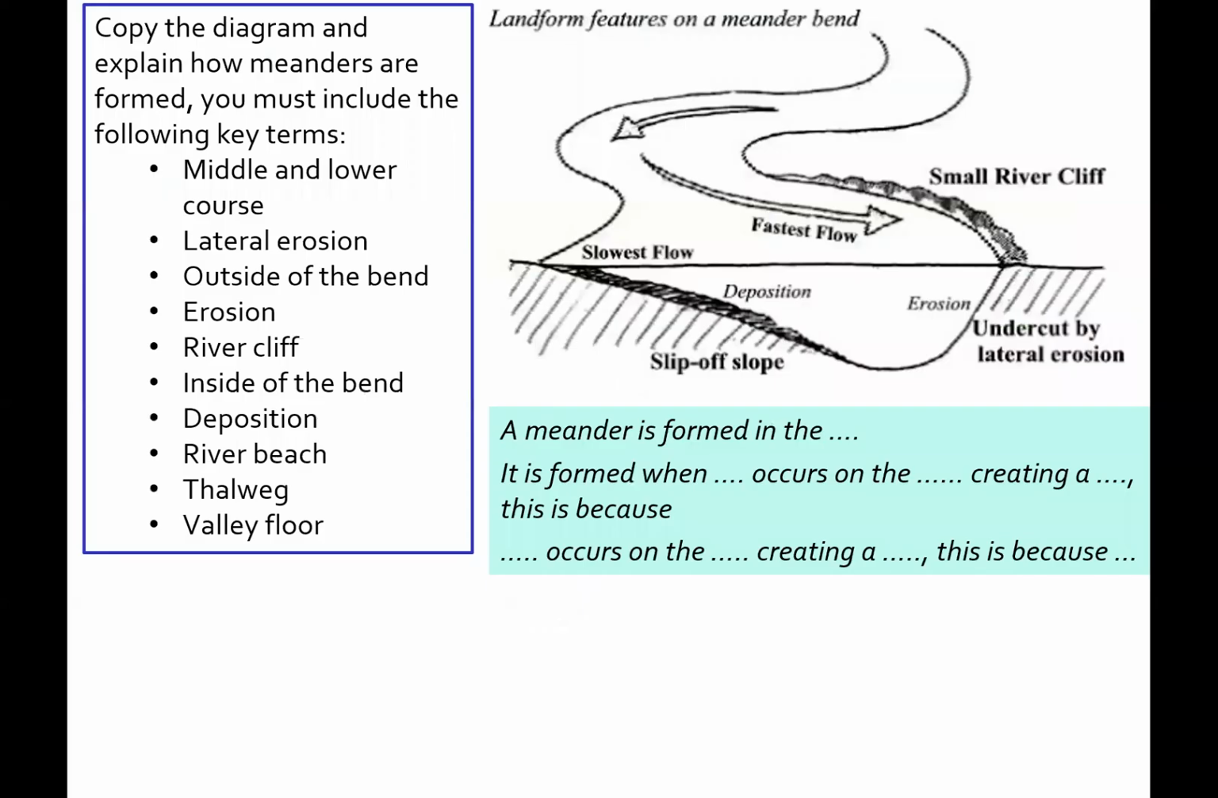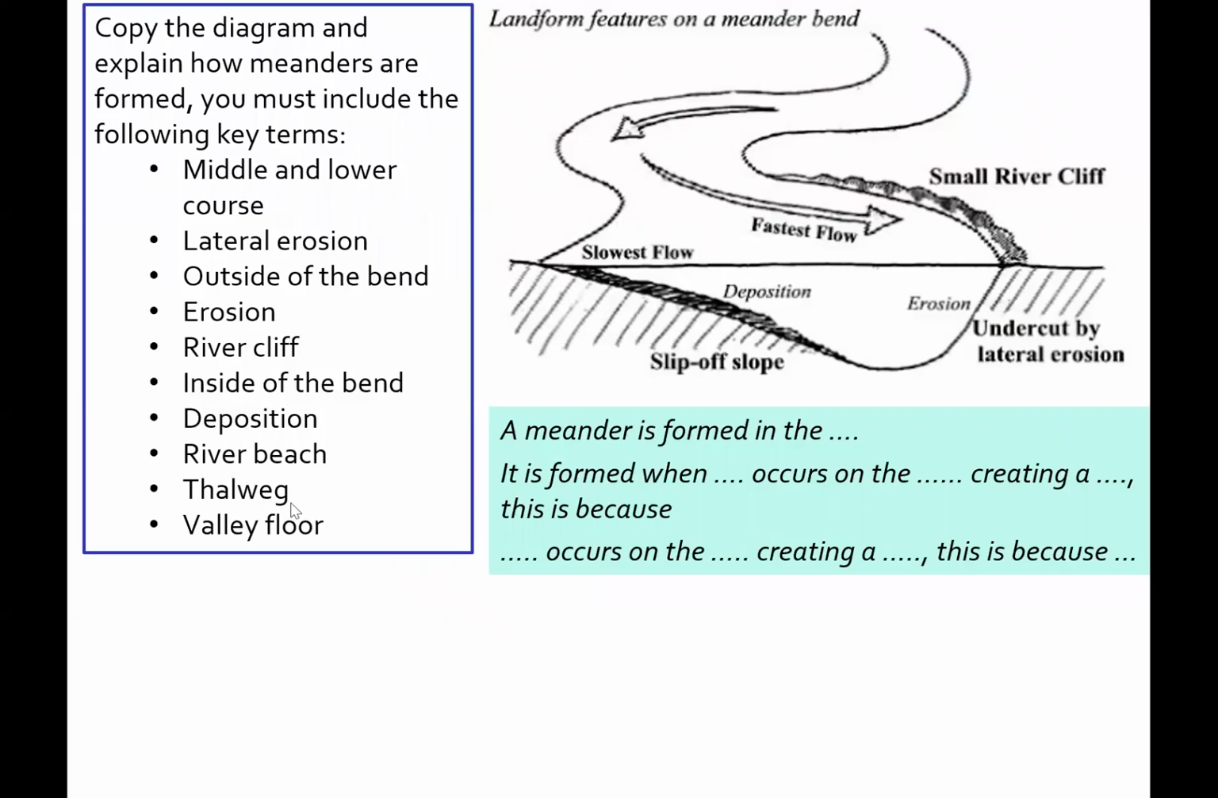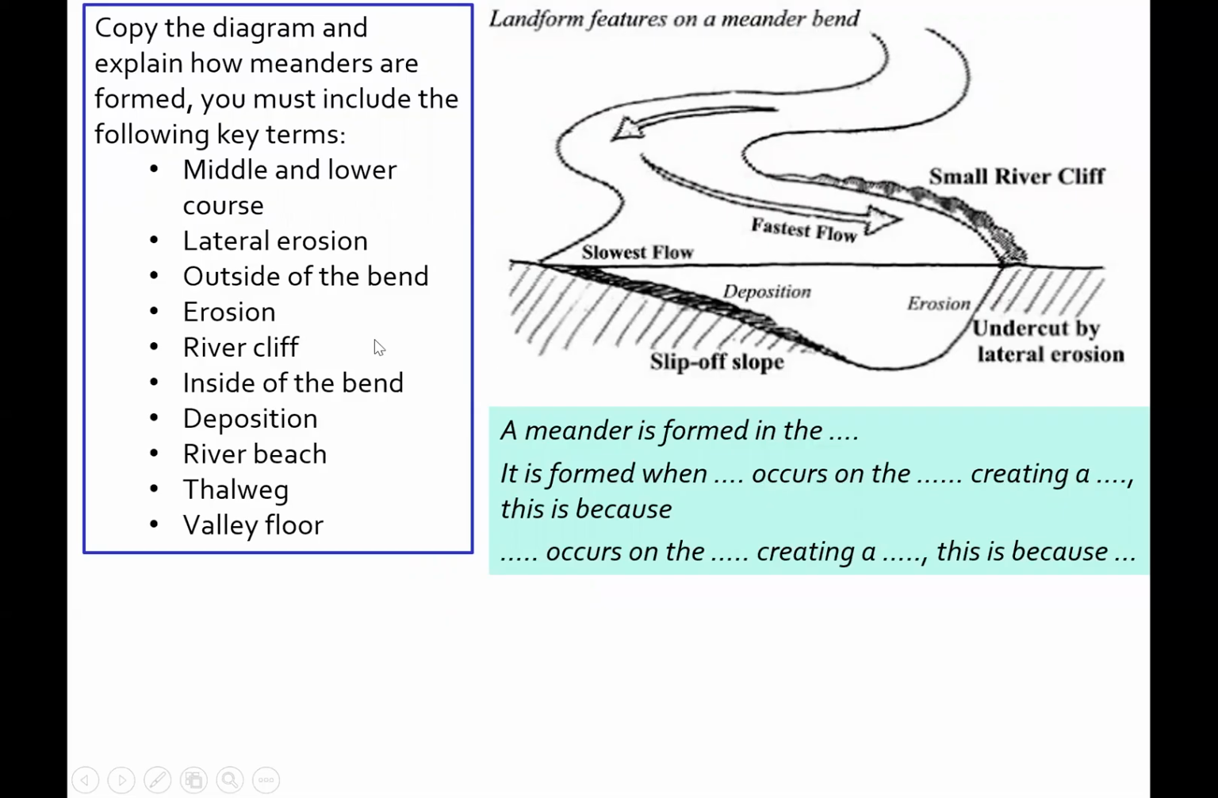So this is a different type of diagram. This is a cross section through the river. The previous one was looking downwards, a bird's eye view. This one is taking a slice through. So imagine we've taken a slice through this part of the river and we've turned it on its side, and that's what you get.